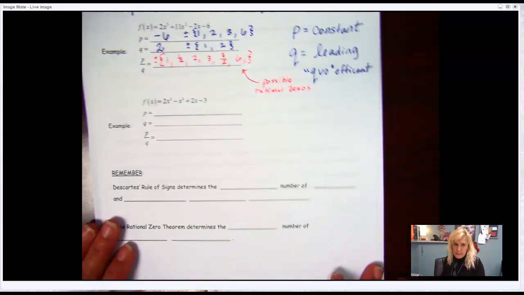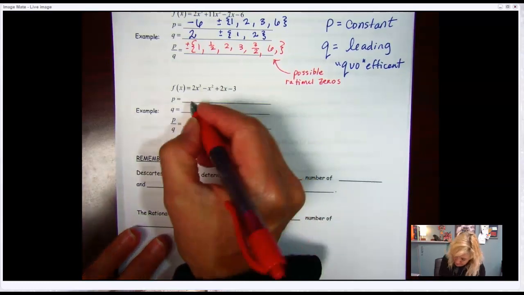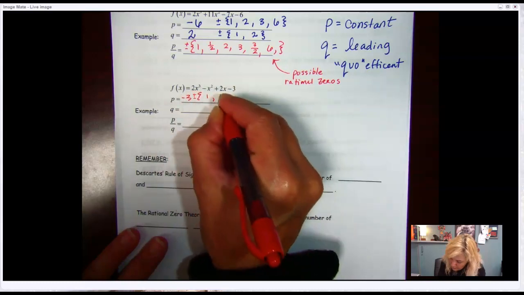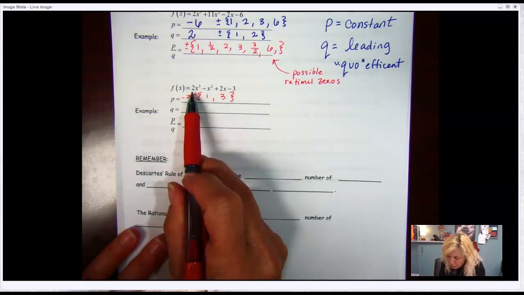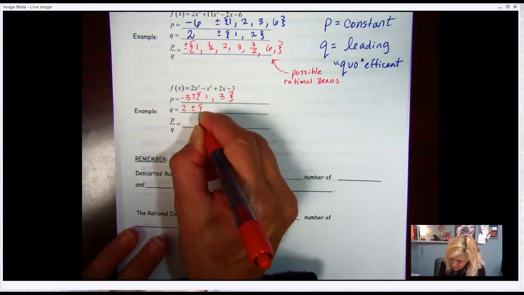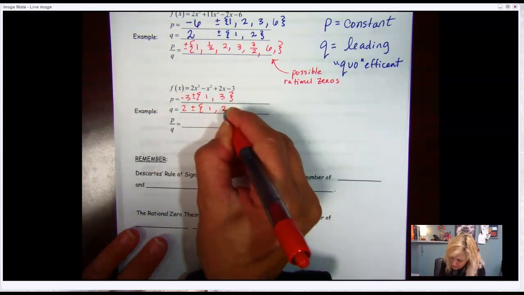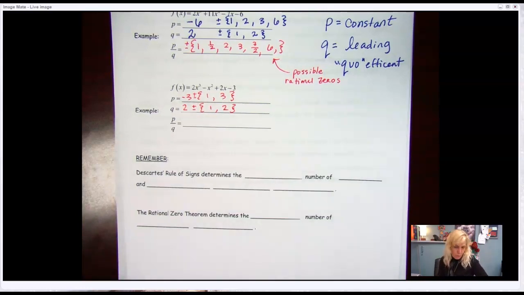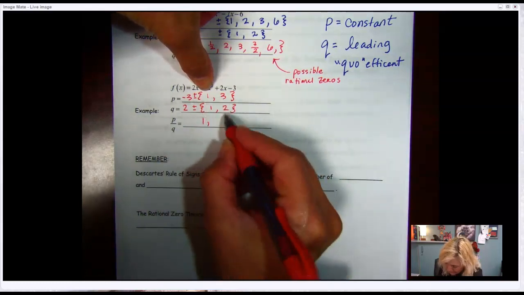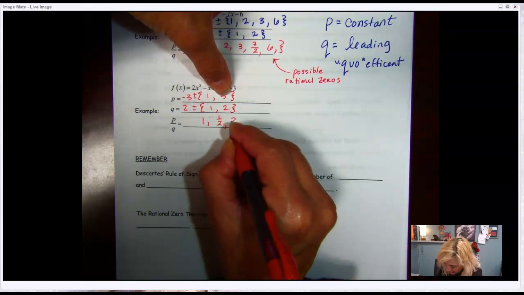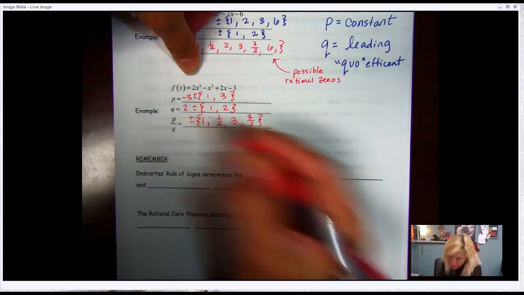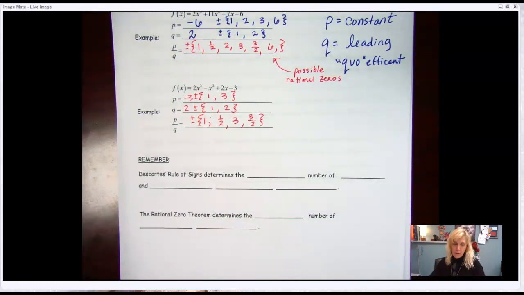Let's do it again. Let's take a look at example number 2. So P is a negative 3. So that's going to be the positive and negative of 1 and 3. Q, the leading coefficient, is a 2. So we're going to take the positive and negative factors of 2, which of course is just 1 and 2. So the possible real zeros for this polynomial is going to be 1 divided by 1, 1 divided by 2, 3 divided by 1, and 3 divided by 2. And the positive and the negative factors of those are possible zeros for that polynomial.